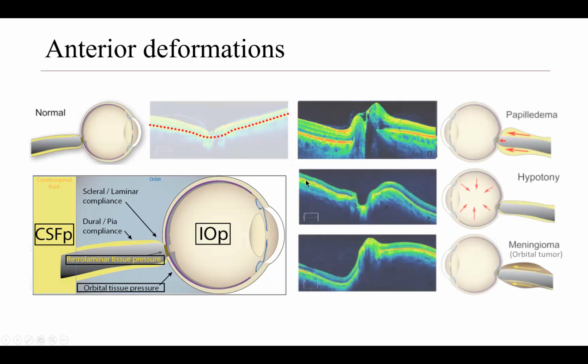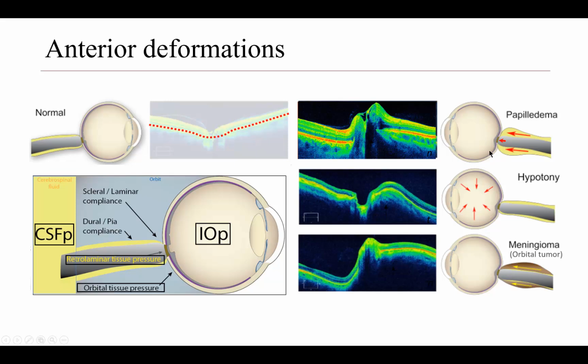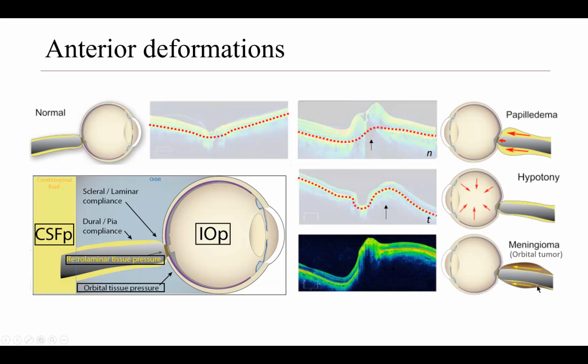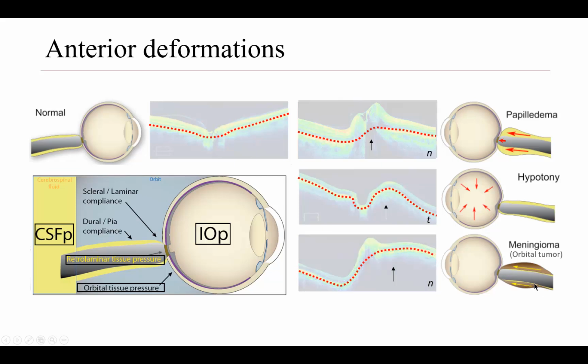If you increase the CSF pressure, or if you decrease the intraocular pressure, or if you stiffen the dura, all of these changes in the balance of those forces can cause an anterior shape deformation towards the vitreous.